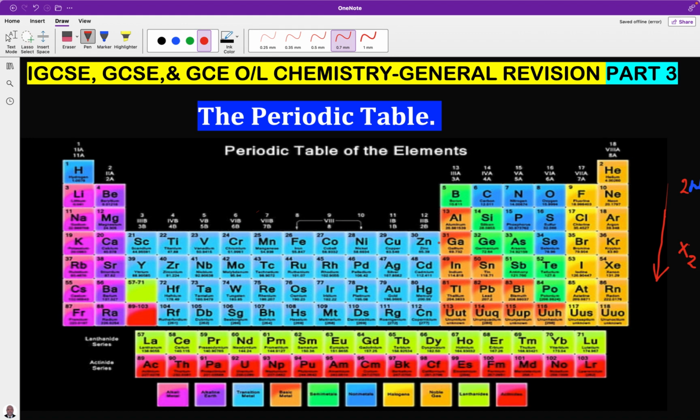They can form colored compounds, or you can say colored ions. For instance, copper 2 sulfate crystals are blue. And potassium manganate 7 is purple in color.